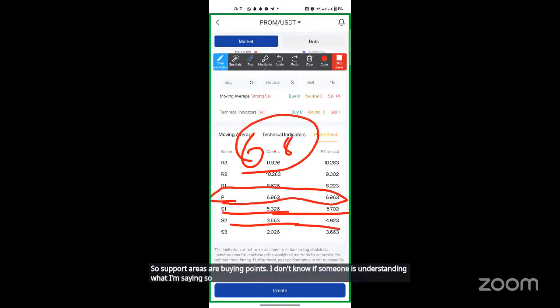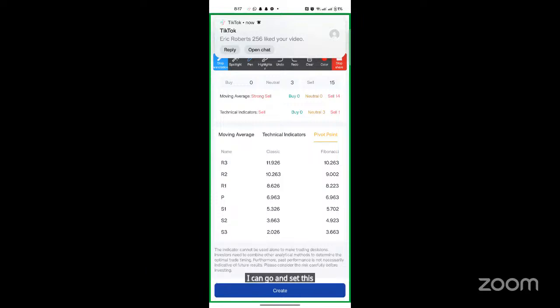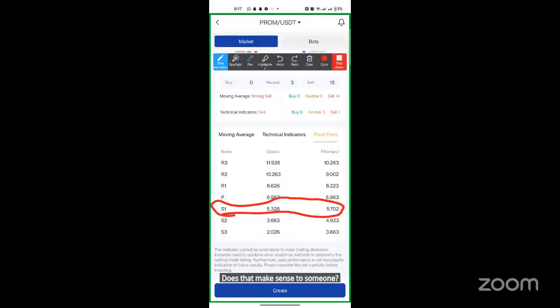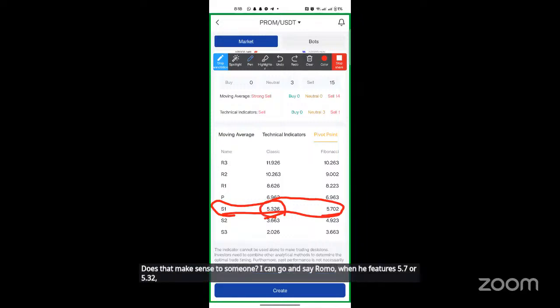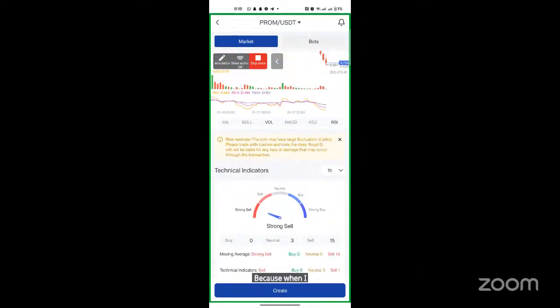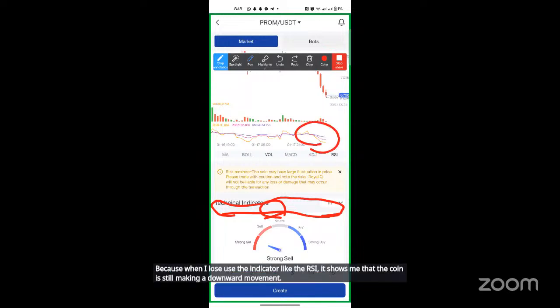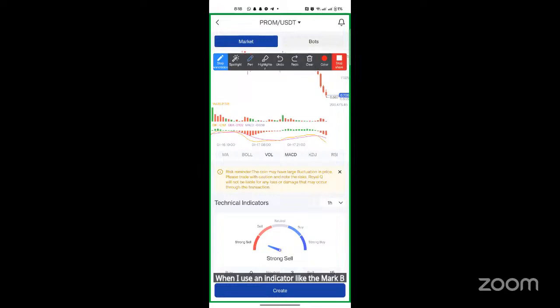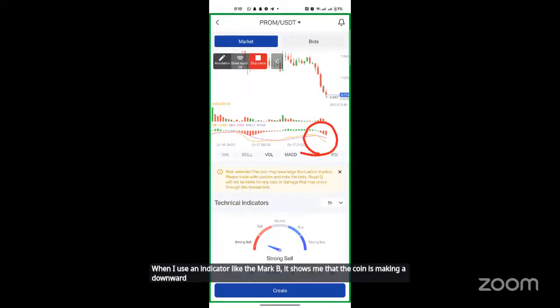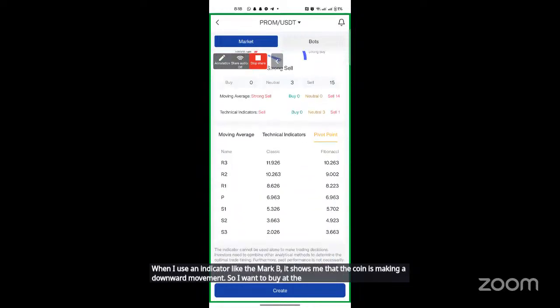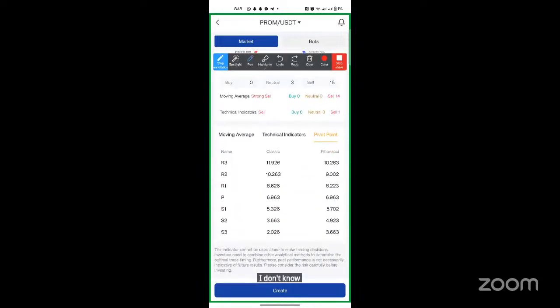So I have two choices. Number one, I can go and set this as a preset price. Does that make sense to someone? I can go and say Promo, when it reaches 5.7 or 5.32, let my robot buy. Because when I use an indicator like the RSI or the MACD, it shows me that the coin is still making a downward movement. So I want to buy at the next support point. So I say, when this coin reaches this price, let my robot buy.